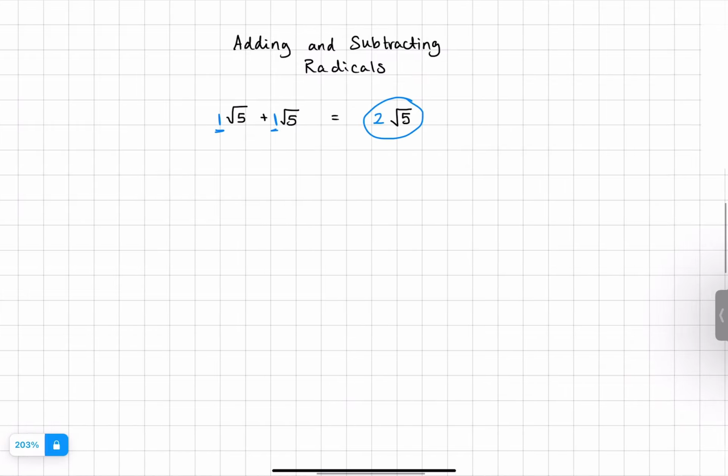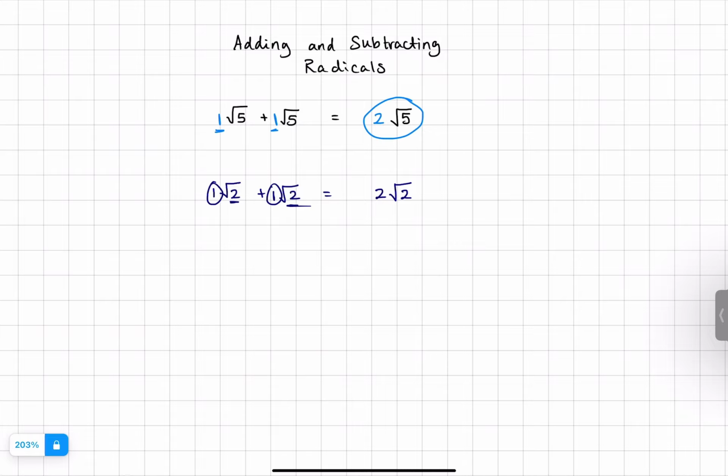Let's look at another example. So root 2 plus root 2. Well, there's a 1 on the outside, and you don't add the numbers inside the radicals, and they're the exact same. So root 2 goes on the outside, and 1 plus 1 is 2. So the answer is 2 root 2.